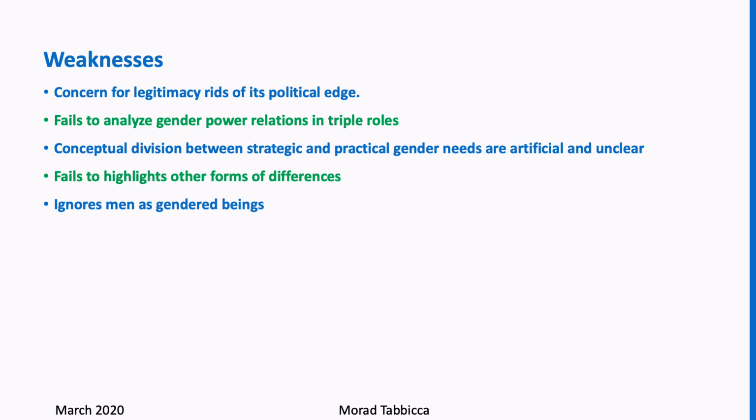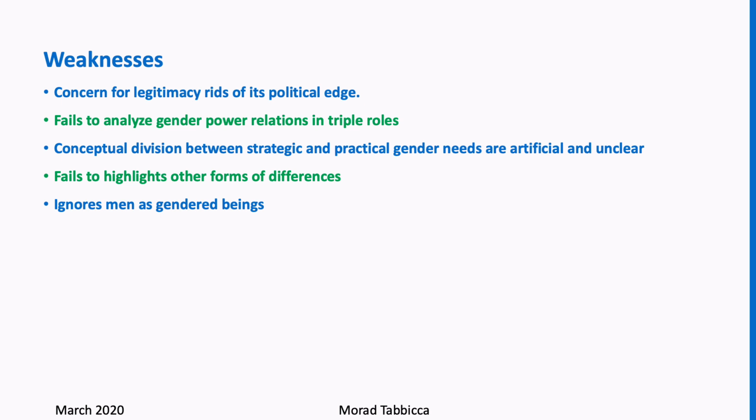Let us examine the weaknesses of the Moser framework. The Moser framework loses its political edge by trying to gain legitimacy among development planners. At that time, and one could argue even now, most development planners were not gender sensitive. And so Moser, in seeking to make sure that gender issues were considered, spoke in a language that these development planners could understand. But the consequence was that the complexity of gender power relations, the to and fro of bargaining, the cooperation and the conflict, was not adequately captured in her framework.